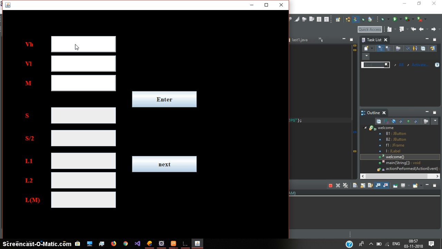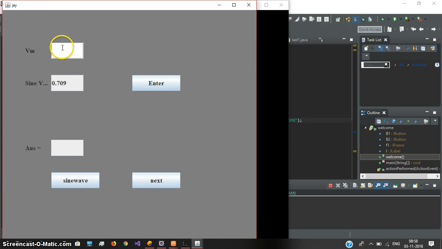To find the quantization step, VH is equal to 14, VL is equal to 20, and M is equal to 4. Press enter and get the value S is equal to 5, and then S by 2. The equation of L1 is L1 is equal to VL plus S by 2, and next L2 is equal to L1 plus S, and so on up to L4.